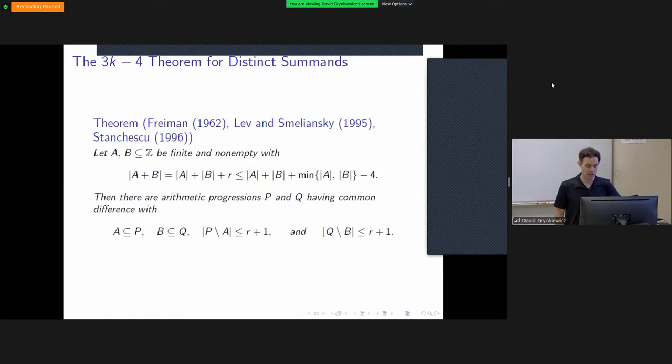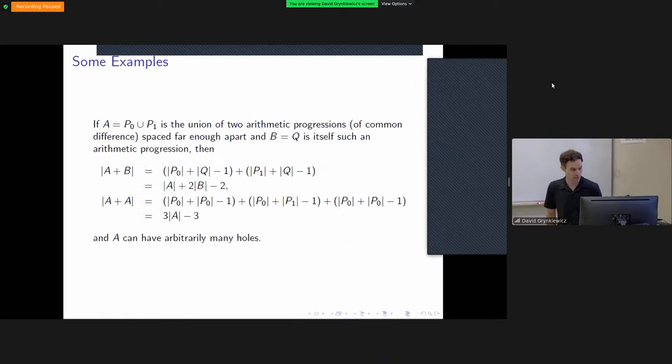And the statement is basically here: we have the same additive constant R above the sum of the cardinalities. Now the 3k minus 4 theorem is more or less the sum of the cardinalities plus the min cardinality minus 4. In that case, the sets A and B are both well covered by arithmetic progressions, with the bounds being tight.